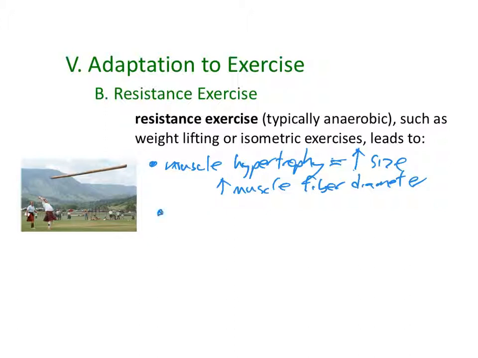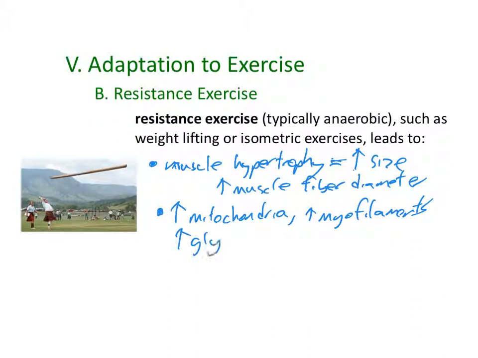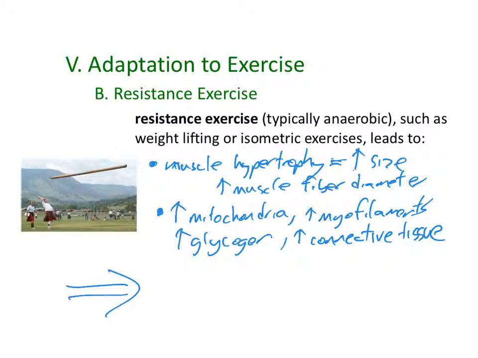So the first factor is the increase in diameter. Second factor is increased mitochondria, increased myofilaments, so you're able to generate more force, increased glycogen, so you can generate that force for a little bit longer and recover quicker, and then increased connective tissue. So this is all of those membranes surrounding the muscle will get stronger so that they can resist the force that's being generated. And overall, the result is that you get an increase in muscle strength and size.